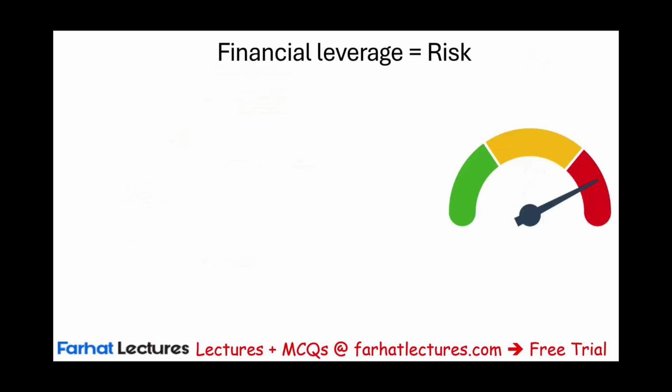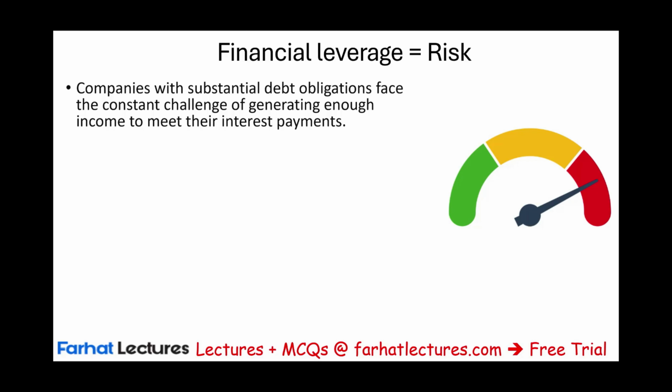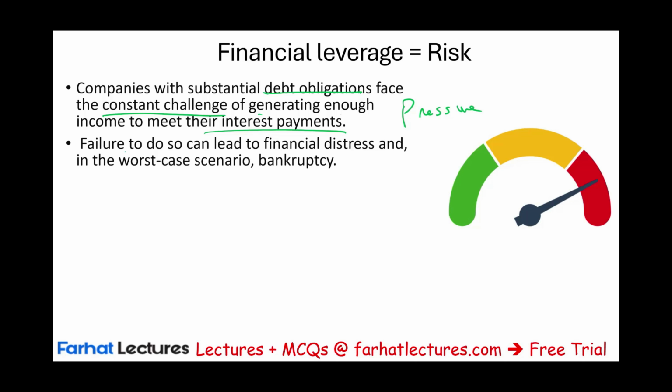But the other thing you need to be aware of, the more financial leverage you have, yes, you're going to get a tax advantage, but the riskier you are as a company. So companies with substantial debt obligation face the constant challenge of generating enough income to meet their interest expense. So they are under pressure. As a company, you are under pressure. Failure to meet your financial obligation leads to financial distress and in some situations, bankruptcy. This is how companies go out of business. The lenders force them out of business. They cannot pay off their debt.